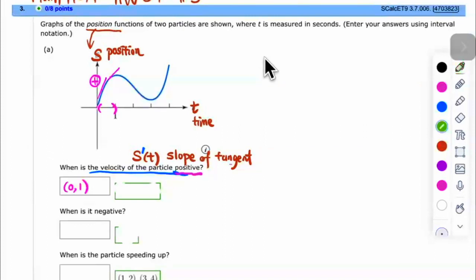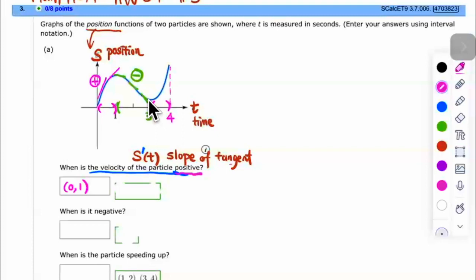And then let's look at another. What happened from 1 to 3? This is 3. You see that the slope of the tangent is negative here, because the tangent line is falling from left to right. And then after that, from 3, the graph here stops at 4.